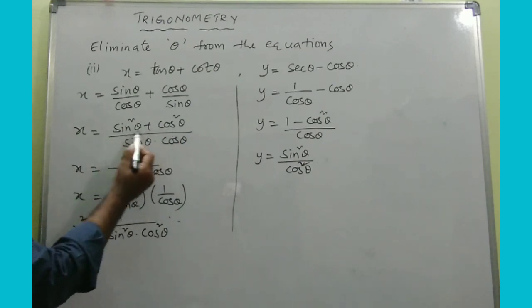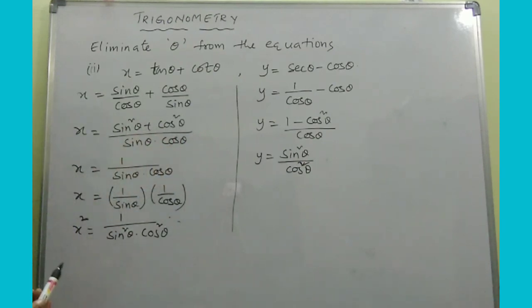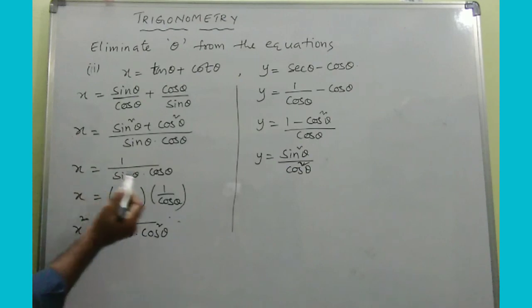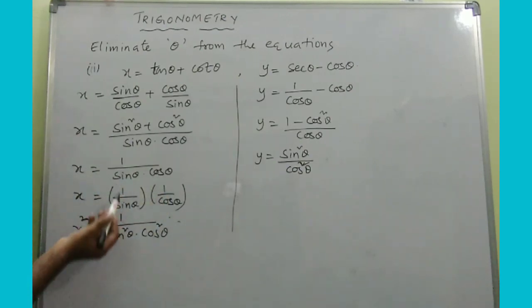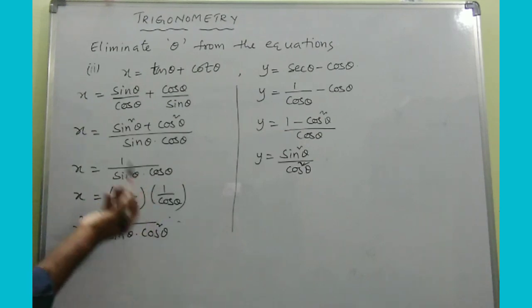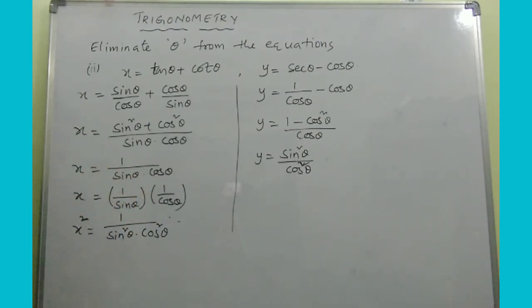In the numerator, sin square theta plus cos square theta is a standard identity, which is equal to 1. So x = 1 by sin theta into cos theta. Of course, if you want, you can also write it as 1 by sin theta into 1 by cos theta. Now I want to go for squaring on both sides. Hence x square is equal to 1 by sin square theta into cos square theta.